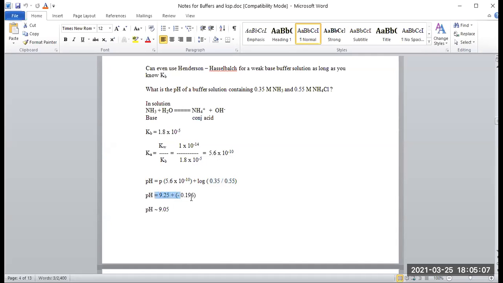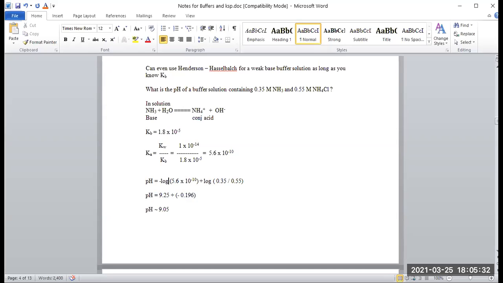If we look at the math for this, taking the negative log of, actually, let me go back and fix this so that it's more obvious. So negative log of 5.6 times 10 to the negative 10th. And then log of my value there in the parentheses will give me negative 0.196.